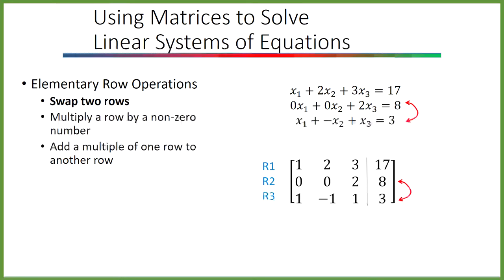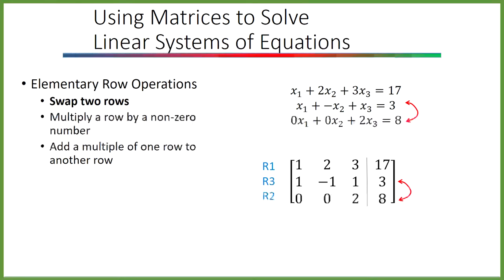When we swap rows 2 and 3, we wind up with this system of equations and this augmented matrix. It should be clear that simply flipping the order of the equations does not change the overall solution or meaning of the system of equations, so that seems like a pretty safe thing to do.